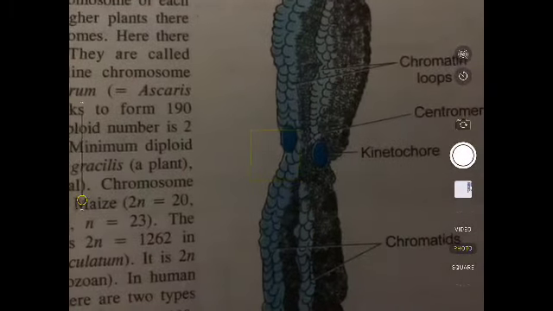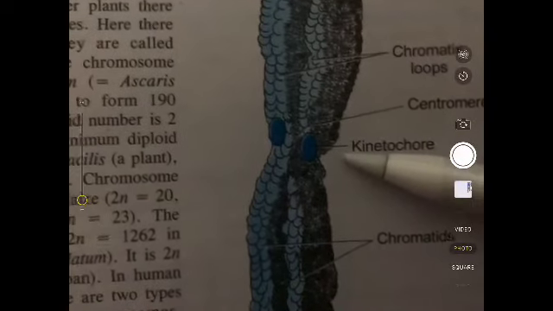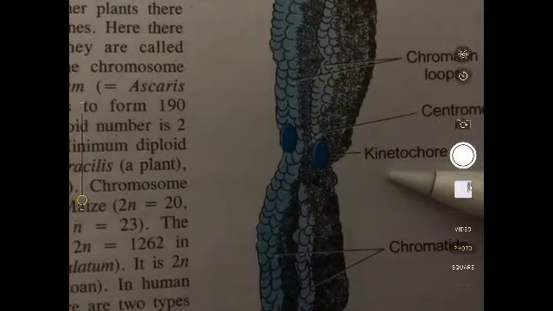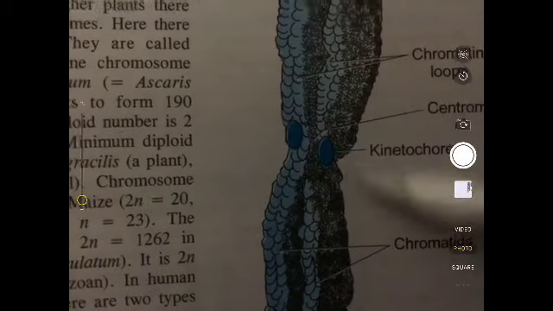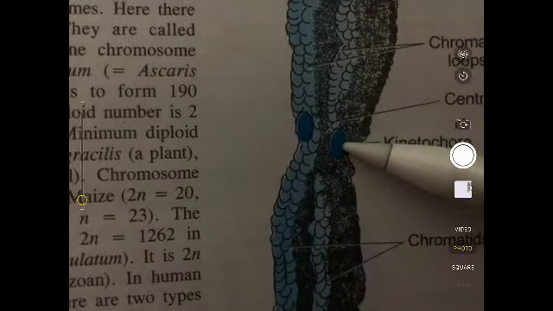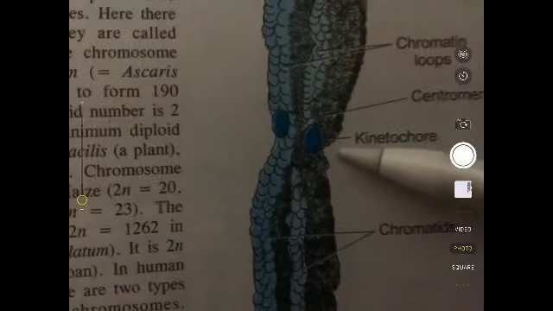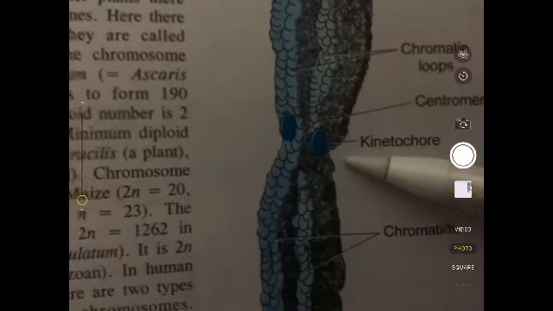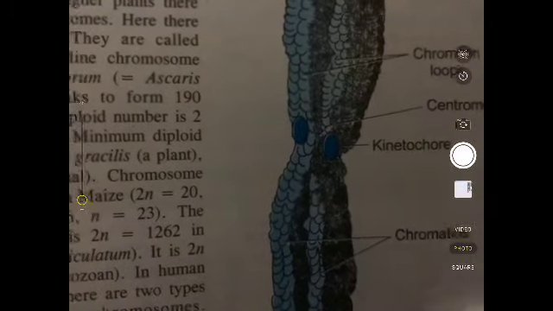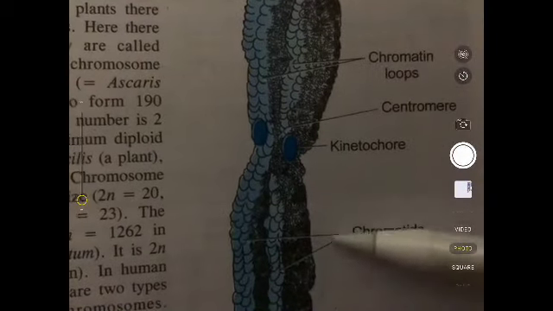And look at this, chromatin loops are there, and then one constriction is there, the centromere, and the centromere is covered with plate-like structures, two plate-like structures, that are called kinetochore, and these help in attachment of the chromosome with the spindle fibers. Later on we will discuss the spindle, and these two arms are called chromatids. So students, this is a clear picture of a chromosome.